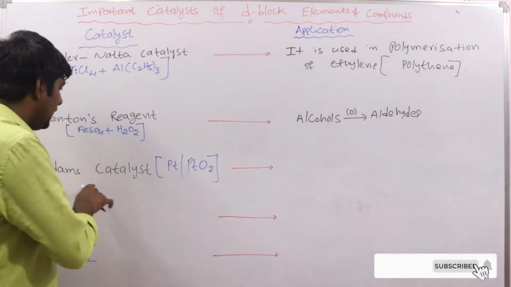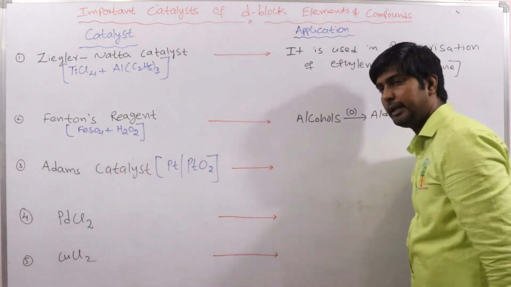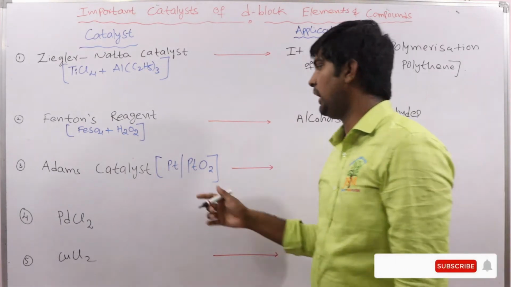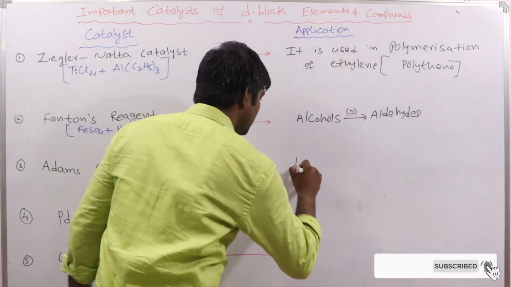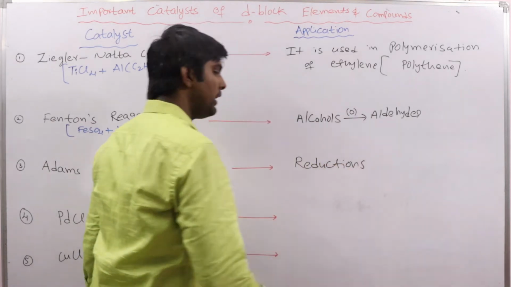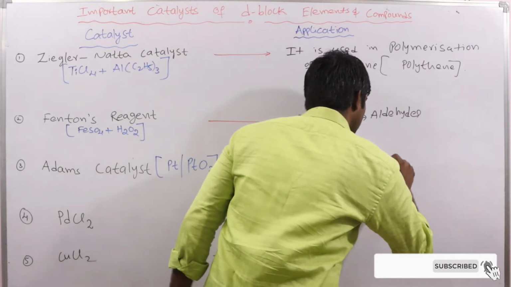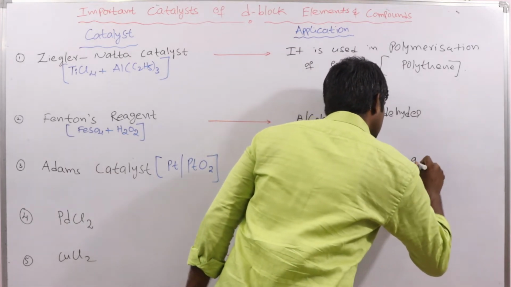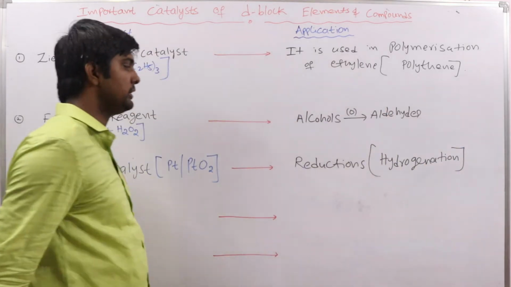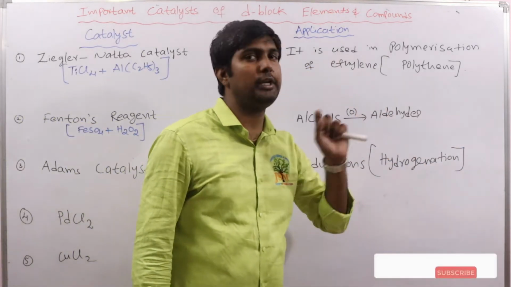Next one is Adams catalyst. Adams catalyst is platinum or platinum oxide. What is the application of this one? This Adams catalyst is used in reductions. Reduction reactions, it is used especially in hydrogenation. So it is used in the reductions, especially in the hydrogenation.